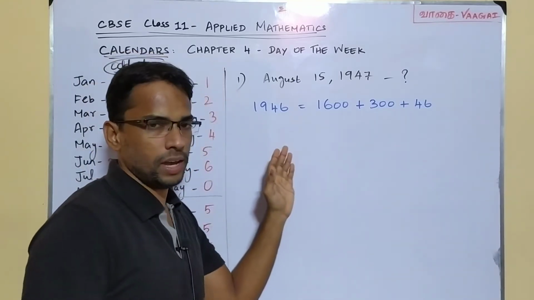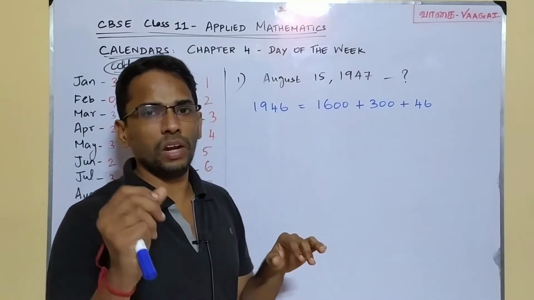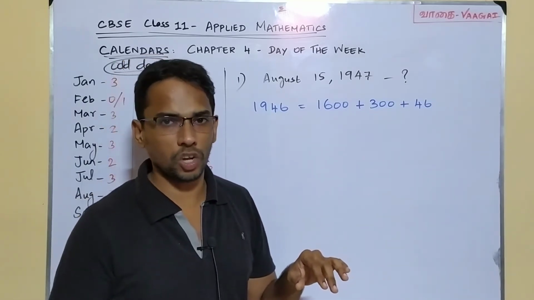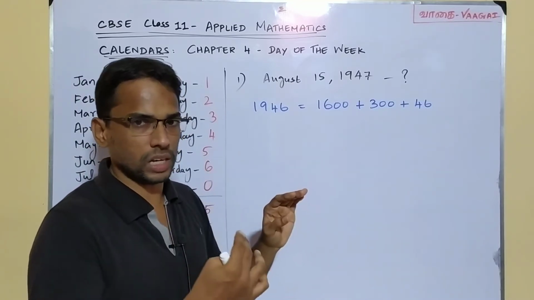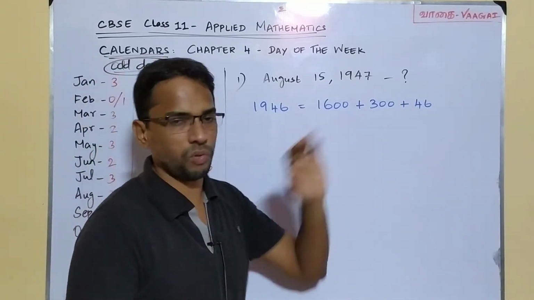Yes, done. That is okay. Then how much are we left with? We are left with 346 more years. Is it or not? Because 1946 I had, I have taken 1600 first, so remaining I will have 346.